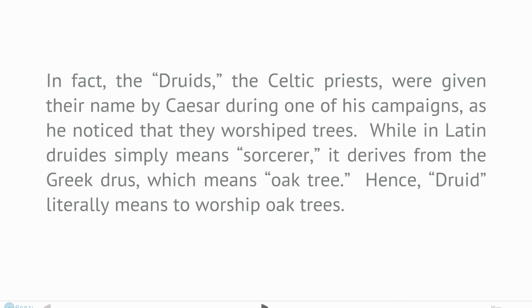You may know the word Druid. These are the Celtic priests. They were actually given that name. It's not their indigenous name or name for themselves, but by Caesar, during one of his campaigns because he noticed that they worshipped trees. So in Latin, Druid simply means sorcerer, and these people were seen as sort of magicians.